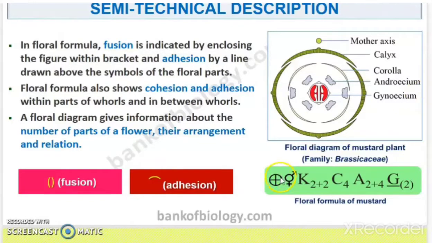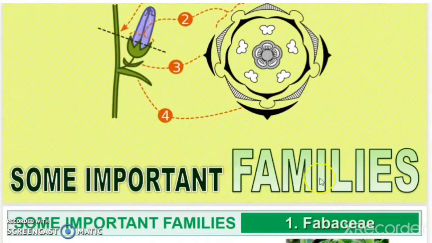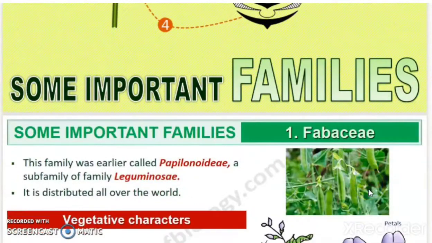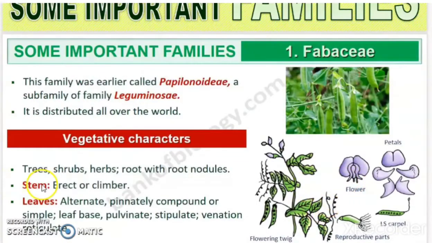Okay, now let us learn about some important families of the plant kingdom. Let us learn how the floral formula, floral diagram, habitat, everything is semi-technically described. Okay, so we will be learning about three families. The first one is Fabaceae. Let us learn about the Fabaceae family.